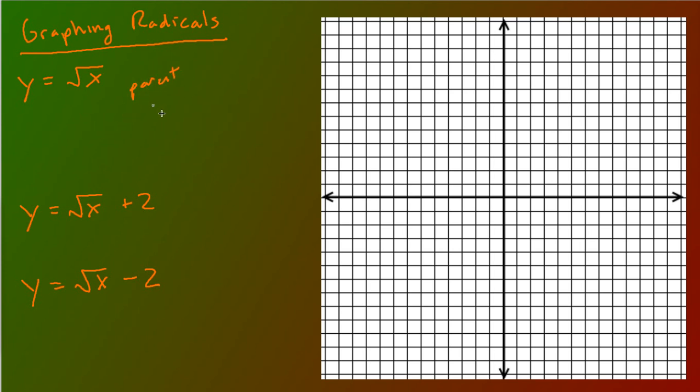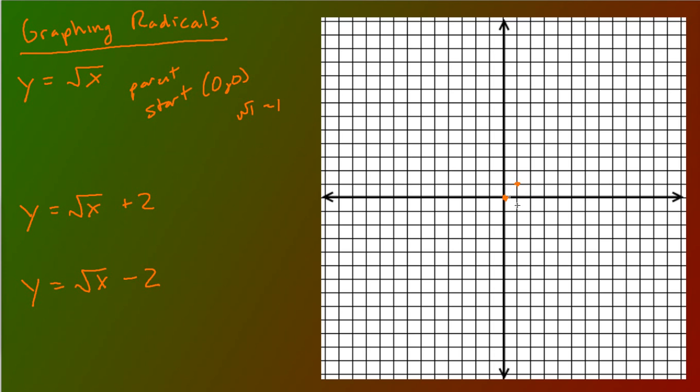My start point is the origin, so 0, 0. So I'm going to start right there, and there it is. And now, if I go right 1, instead of squaring it like we did, this is a square root function, so if I go right 1, the square root of 1 is 1. So I'll go up 1.